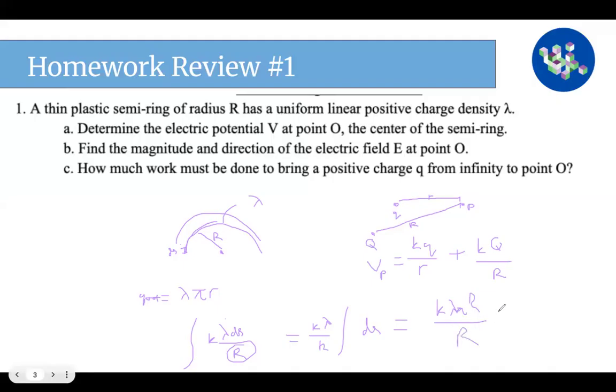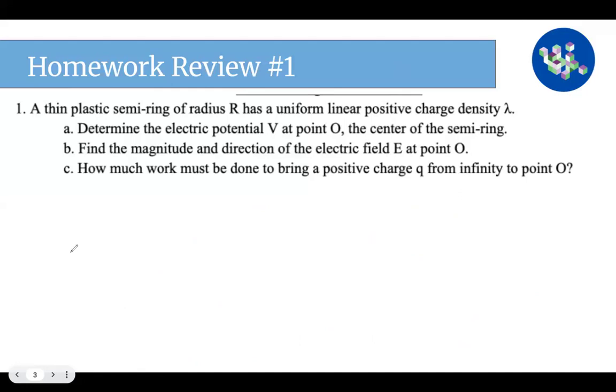So the potential would be k lambda times pi. Notice this is the same thing as K times Q total divided by big R; you're getting the same answer. This will be the electric potential at the center of the semi-ring. Now let's move on to part B. Do you have any questions on part A? No, not really. Okay, good.